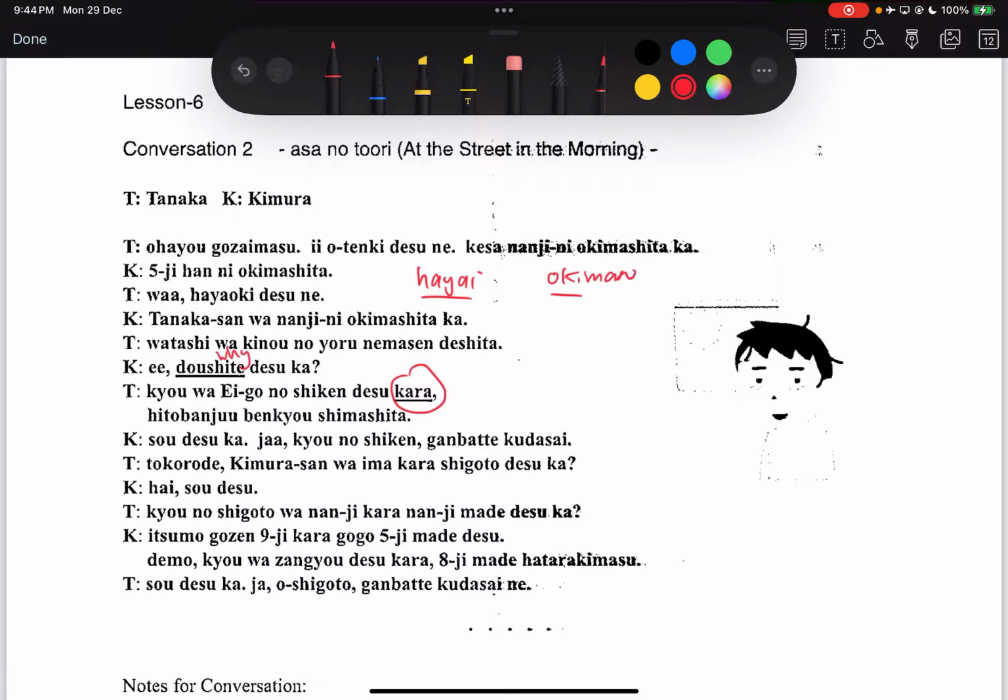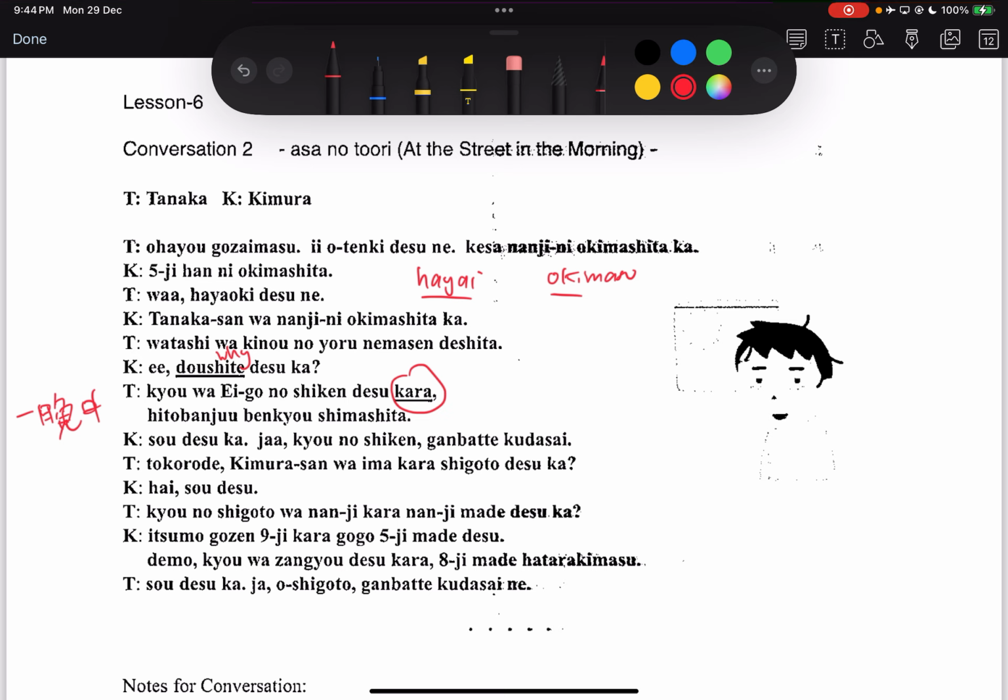Then comma, 一晩中. Right? 一晩中 in Chinese characters literally means 一晚中. That means for the whole night. So in Chinese we say 一整晚, in Japanese we say 一晩中. That means for the whole night. Okay? So 一晩中勉強しました. Right? しました means it's past tense. So that means he studied for the whole night.